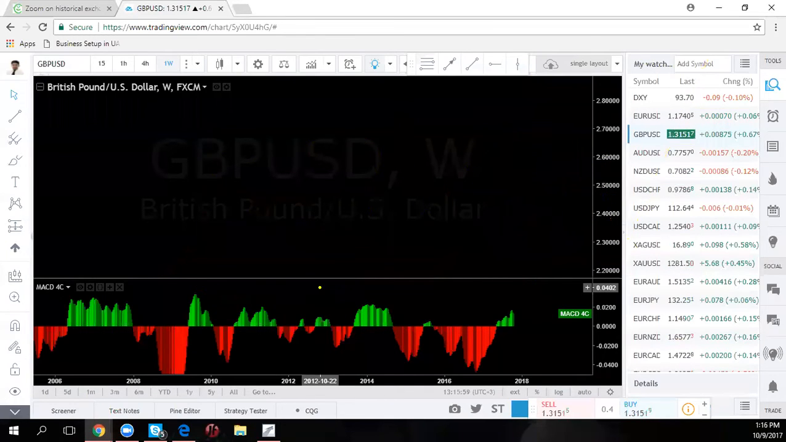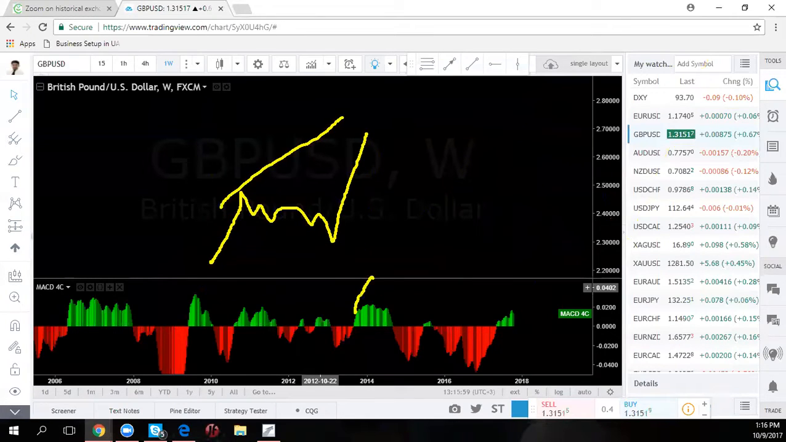So what happens if we have 1, we have 2, and we have 3, but no divergence? Let's say this MACD is higher, no divergence.